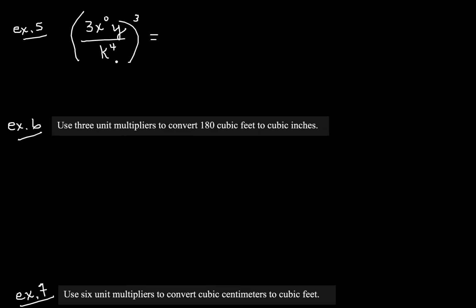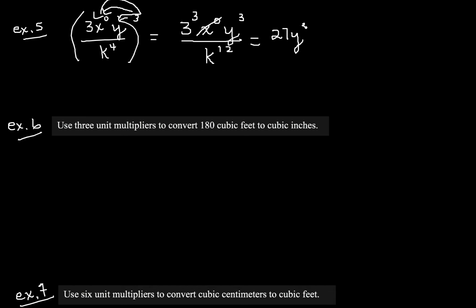All right, hopefully you paused the video and started it. So we're going to get 3 cubed. So it's going to be x to the 0 if we distribute this through, right? Distribute it through. And that's going to be y to the 3rd all over k to the 12th. This is going to be 1. So you can cross it out because when you multiply anything by 1, you just get what's left. So 3 to the 3rd power is 3 times 3 is 9 times 3 is 27. Y to the 3rd all over k to the 12th.